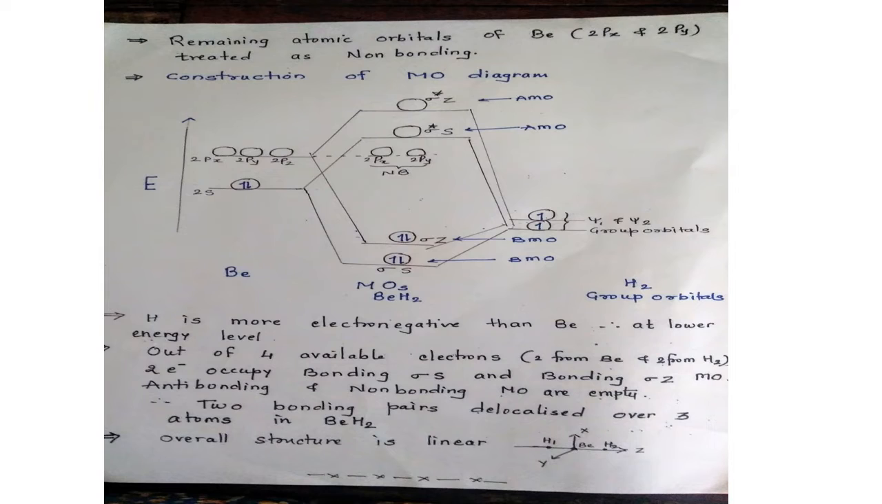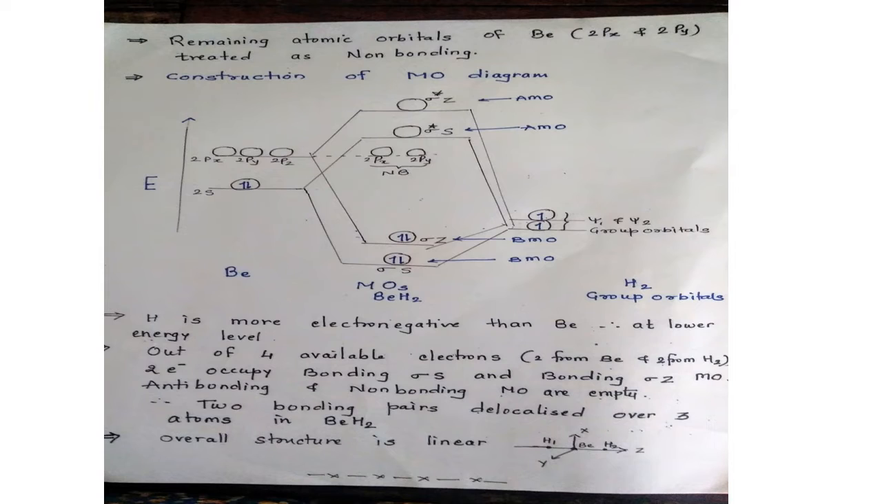Similarly, the second group orbital psi 2 is combining with the matching symmetry 2pz to form sigma 2pz, that is bonding, and sigma star 2pz, the anti-bonding molecular orbital. The remaining two orbitals of beryllium, 2px and 2py, since they do not have any group orbital available, remain as non-bonding. So we will count the total number of molecular orbitals and how many are occupied.